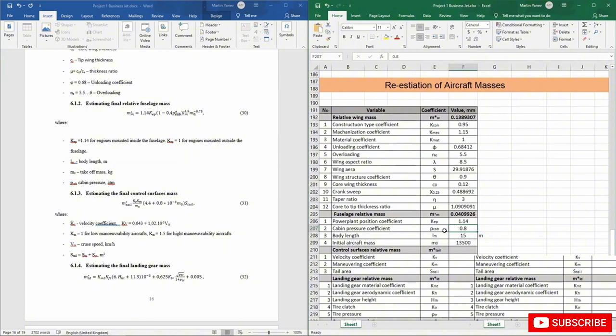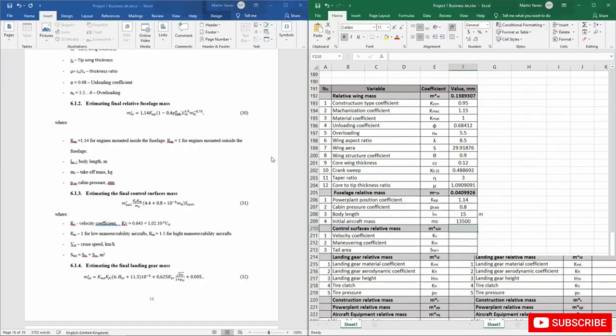Okay, and now we're finally getting 0.04 for the mass of the fuselage, which is actually a normal thing. So it's about 4%. So the mass of the fuselage is about 4% of the mass of the whole aircraft, and this is normal because imagine the fuselage is simply like a tube. So the only thing that weighs is the walls of that fuselage. Okay, so that's why about 4 to 5% is normal for the fuselage of the aircraft. Then let's estimate the control surfaces.